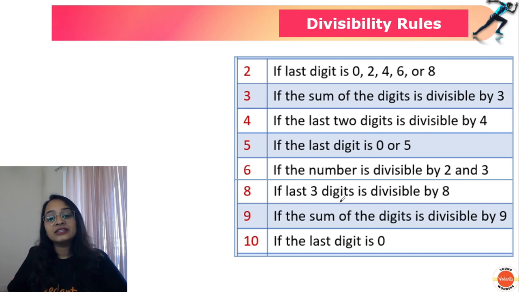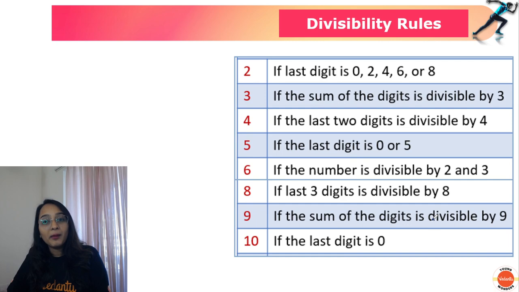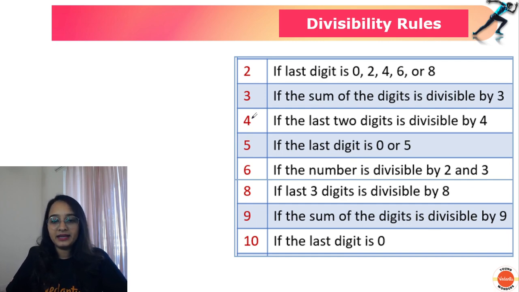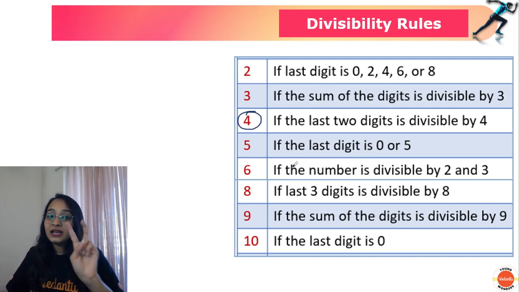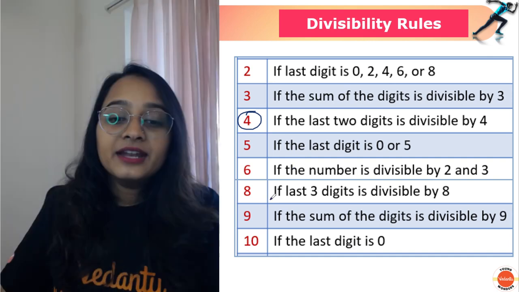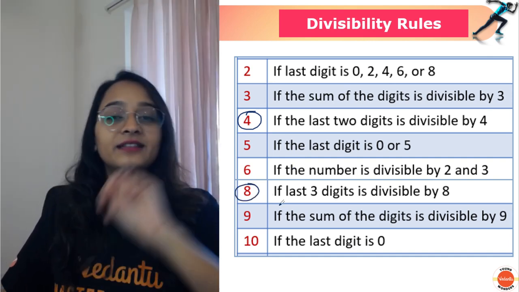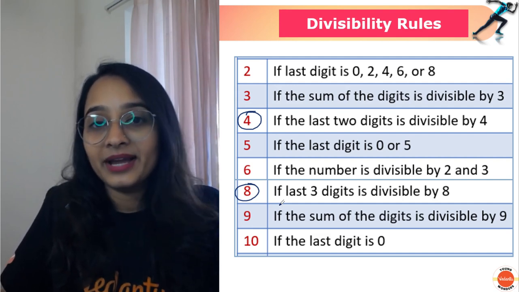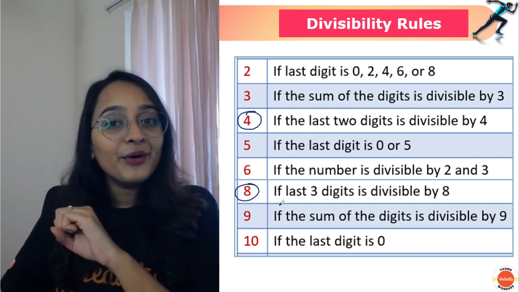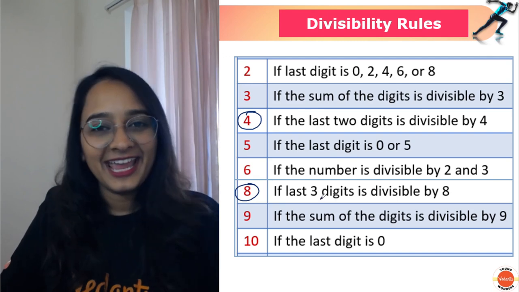Now, if last 3 digits are divisible by 8, the entire number will be divisible by 8. 4 ke liye kya tha? Humne last 2 digits dekhe the. Yaad hai? Now, for 8, we will check out the last 3 digits. If the last 3 digits are divisible by 8, the entire number will be divisible by 8.